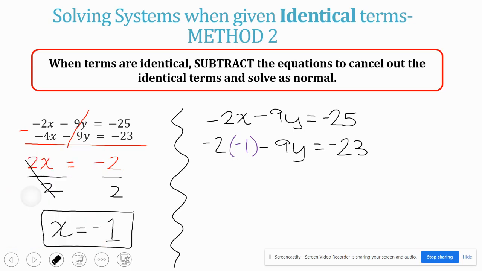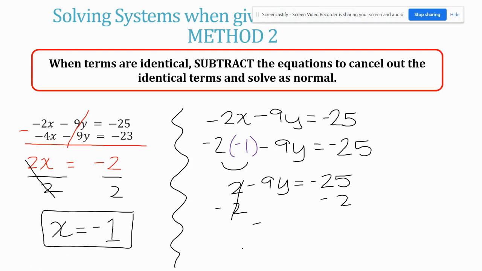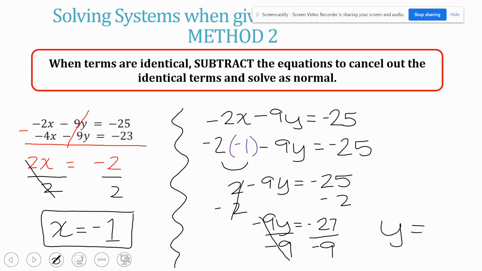Oops, that's a 25, not a 23. Okay, so we multiply this, we get positive 2 minus 9y equals negative 25. Subtract your 2 on both sides. Solving a regular equation. We get negative 9y equals negative 27. Divide by negative 9 on both sides. And we get y equals positive 3. Don't forget to write your answer as an ordered pair, x comma y. So we have negative 1 comma 3.